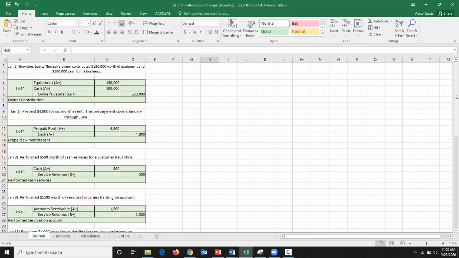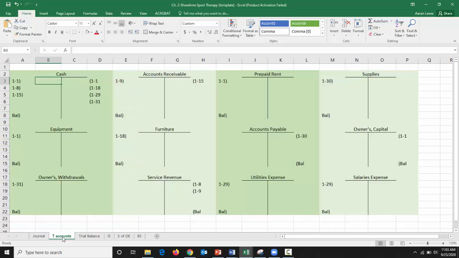And after we've found the balance of all of our T accounts, we're going to prepare a trial balance to make sure our debits equal our credits, and when they do, we're going to prepare our three main financial statements: the income statement, the statement of owner's equity, and the balance sheet. Let's start with the T accounts.